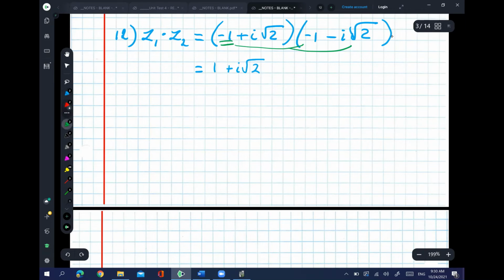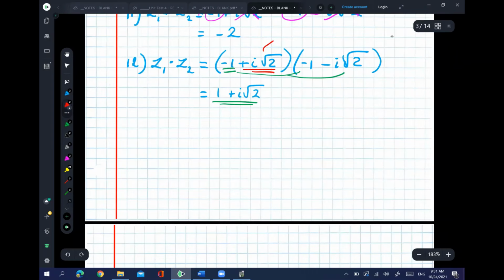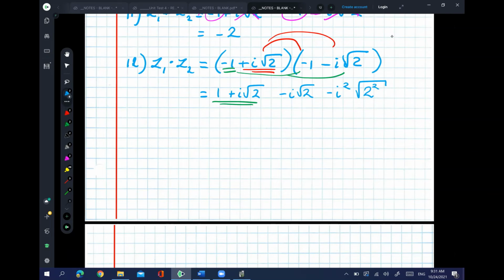And I'm going to do the same thing, but with the i square root of 2. Times negative 1 is negative i square root of 2. Times negative i square root of 2 is negative i squared times square root of 2 squared. As you can see, the way I handle i, which, little reminder, is square root of negative 1, I handle it first as if it were a normal variable.